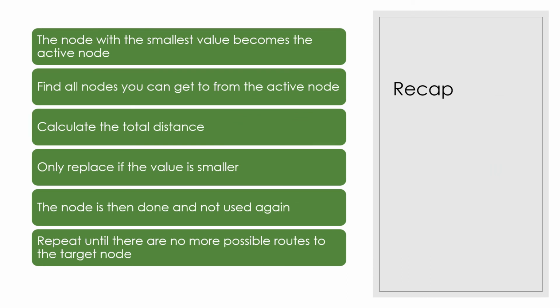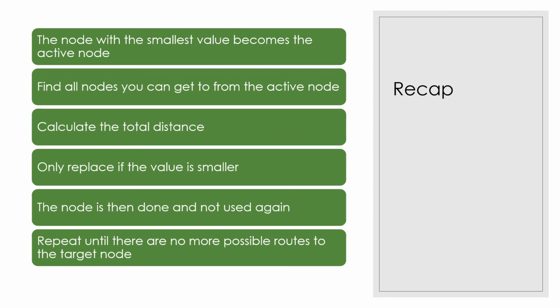So let's go through Dijkstra's algorithm one last time. The node with the smallest value is the active node. When you begin, that will be the start value where the distance is 0. So the node with the smallest distance value becomes the active node. Find all the nodes you can get to from the active node. Calculate the total distance and write it into the table. However, only replace what's in the table if the value is smaller, if you found a better route. Once you've done that, the node is done and we won't use it again.